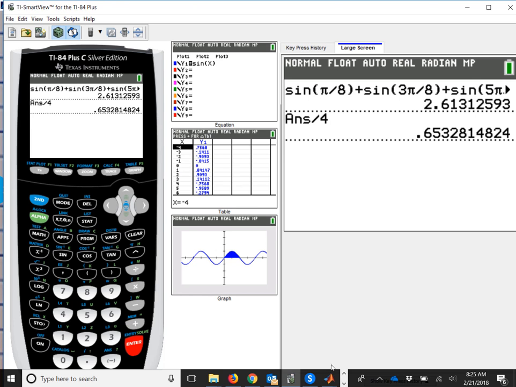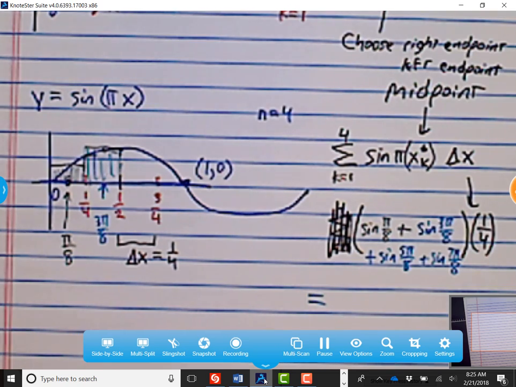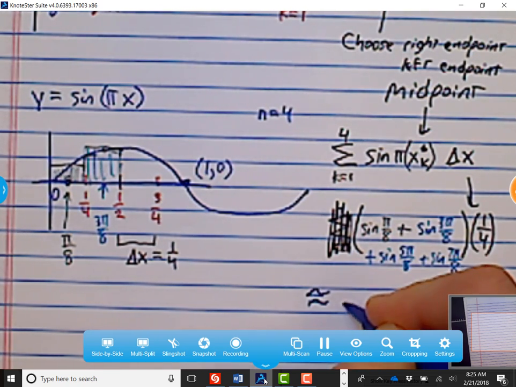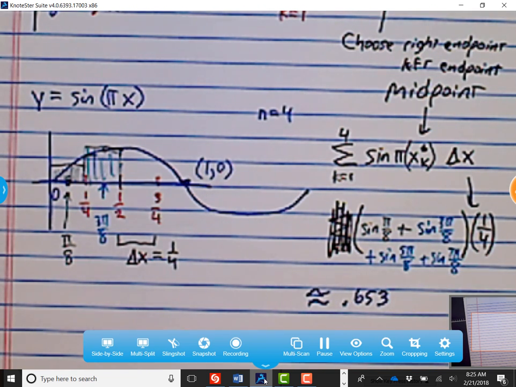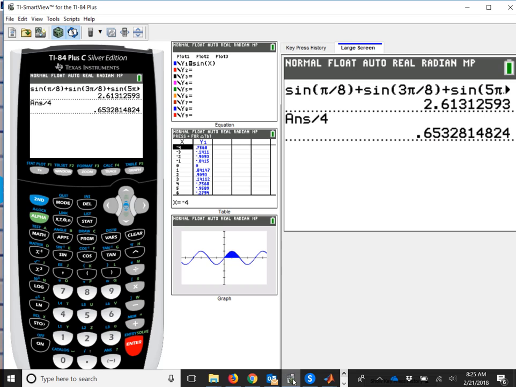Okay? So if we go back to what we had, this is approximately 0.653, right? Double check that. Okay, 0.6533 maybe. And let's compare to the exact area.